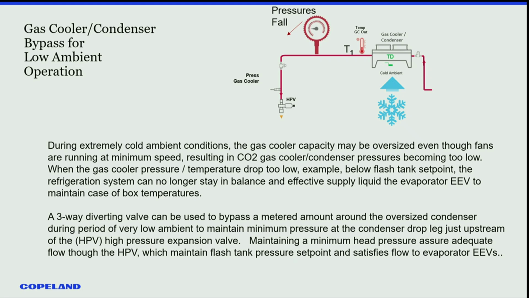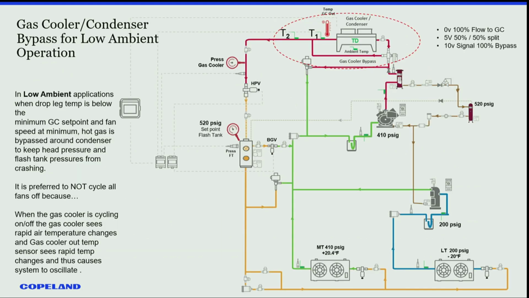So what we're hearing more about and what's being used more now is 3-way diverting valves. Connecting a 3-way diverting valve to bypass the gas cooler in a metered amount makes sure that when the pressures get too low, we start bypassing some of that hot gas around. Just like we've been doing pretty much on HFC systems, right? And this is a typical example setup.